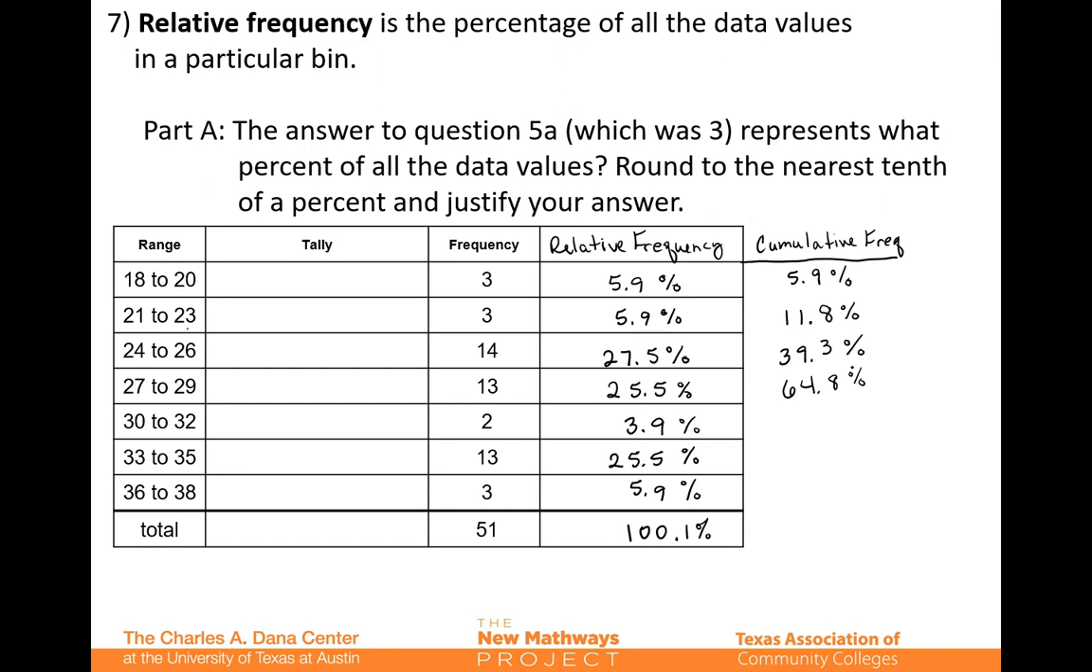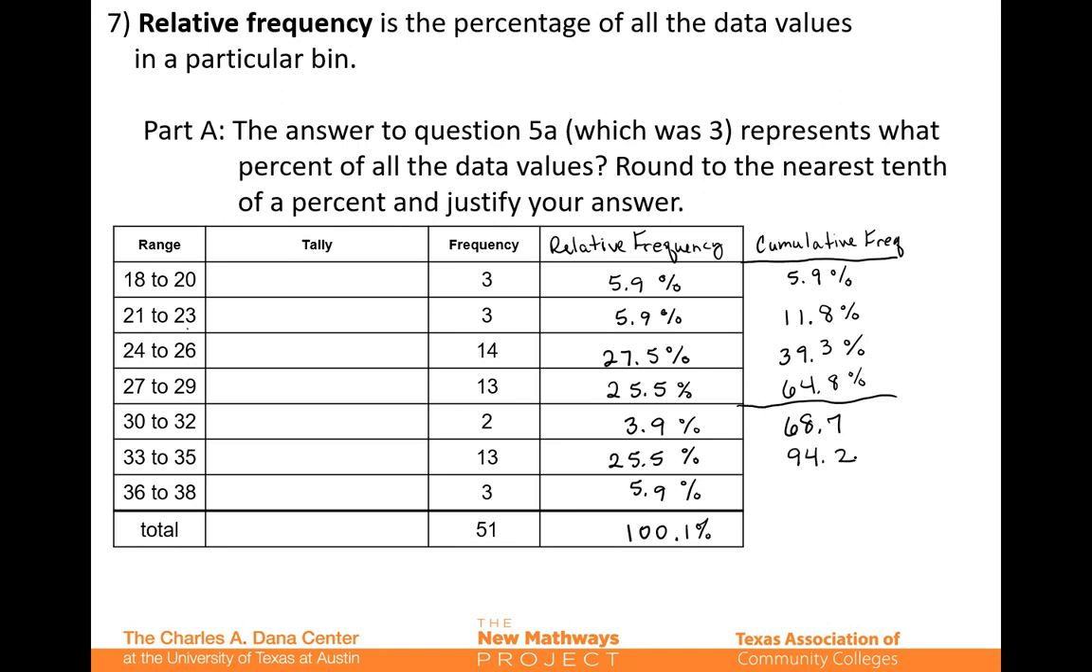You can make statements based on that, say something like, approximately 65% of mini compact cars have gas mileage between 18 and 29 miles per gallon. It's just another way of thinking about it. If we add the 3.9, that's going to be 68.7 plus 25.5. That's 94.2.